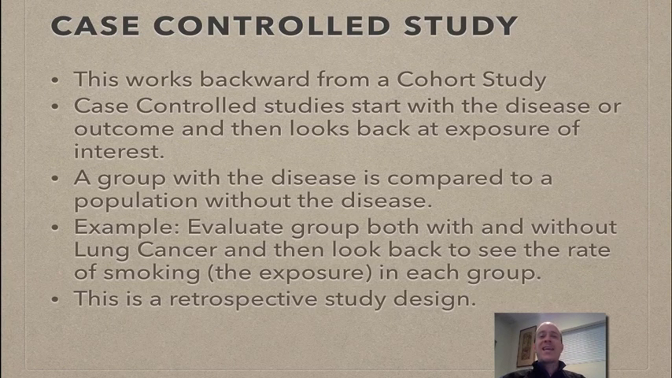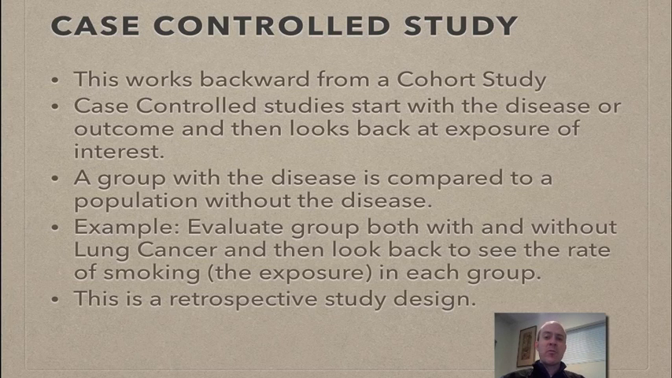Well, how does that differ from a case-controlled study? This actually works backwards, or the opposite of a cohort study. A case-controlled study starts with the disease or the outcome and then looks back at the exposure of interest. As we said, with a cohort study, we look at an exposure and then see if it gives us some disease of interest. But with a case-controlled study, you start with the disease, you start with the outcome, and you look backwards. So this has to be a retrospective study when you do a case-controlled study.